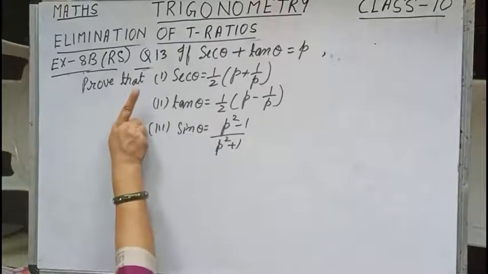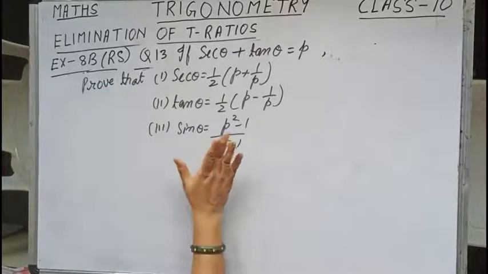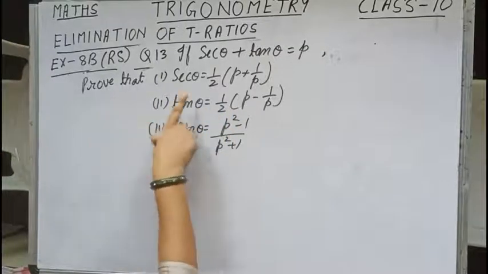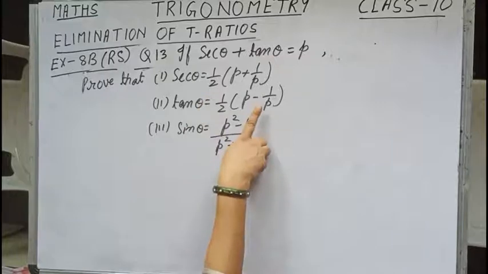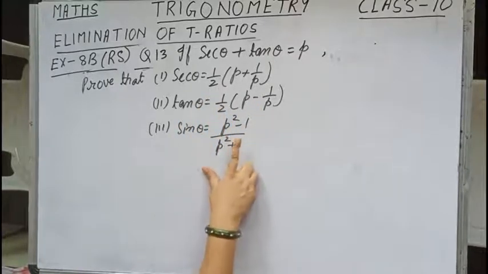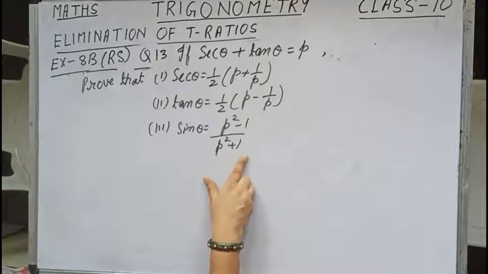The next question is question number 13 of the same exercise. The question is, if sec theta plus tan theta equals p, prove that sec theta equals half of p plus 1 by p, tan theta equals half of p minus 1 by p, and sin theta equals p square minus 1 by p square plus 1.